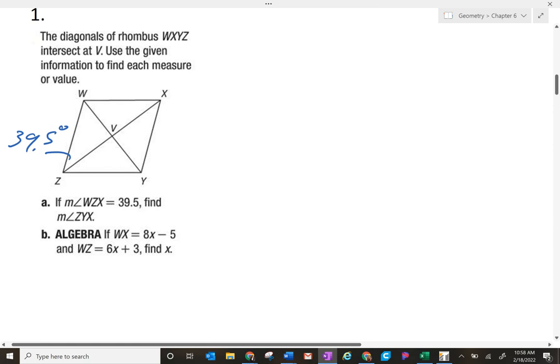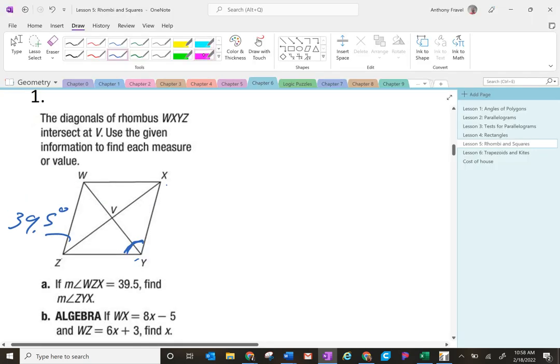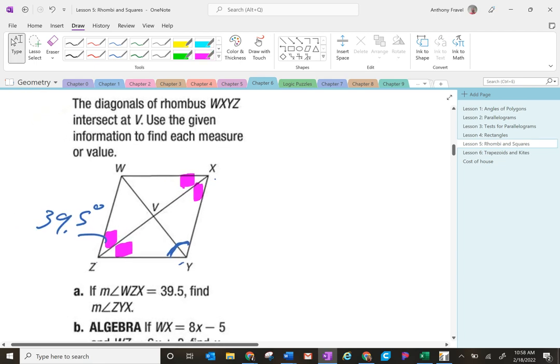It tells me that angle ZYX, so Z, Y, and X, so this whole entire thing is what I want to find. So the stuff that we know, I know if this angle is 39.5, that this angle is 39.5, this one's 39.5, and that one's 39.5. I'll zoom in a little better so you can see it.